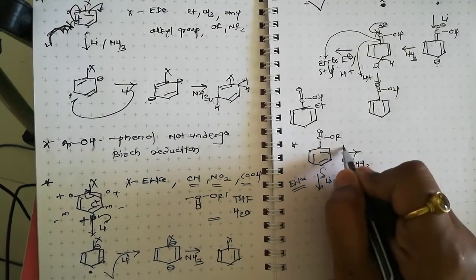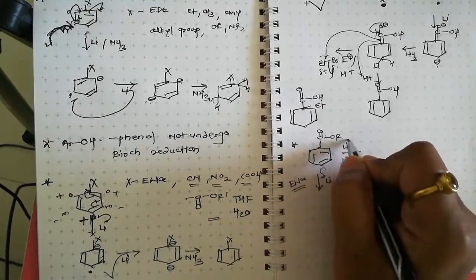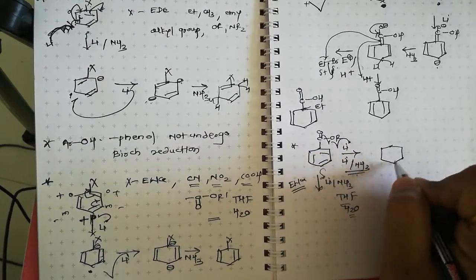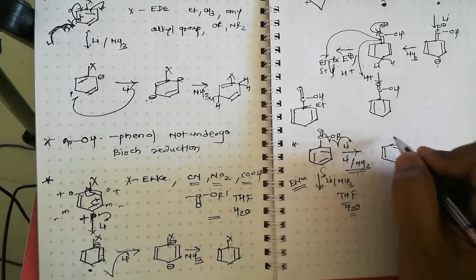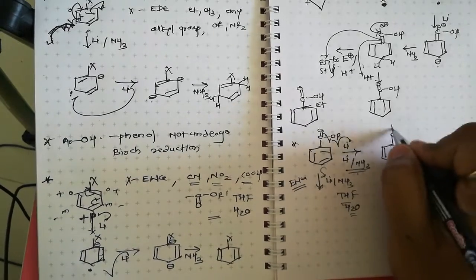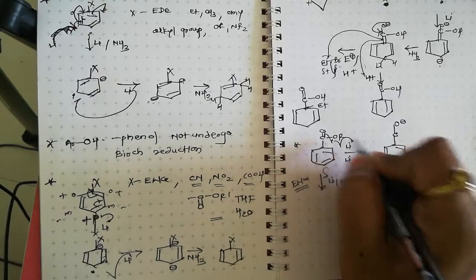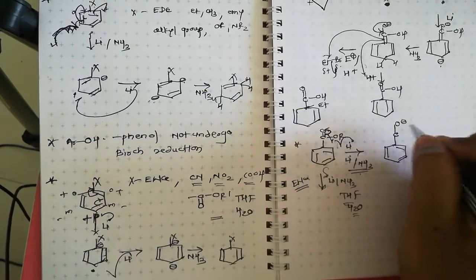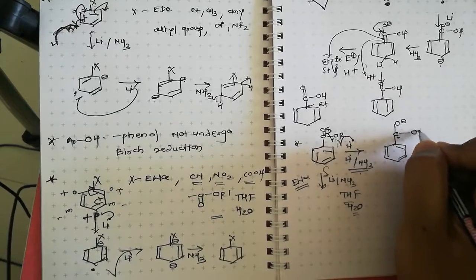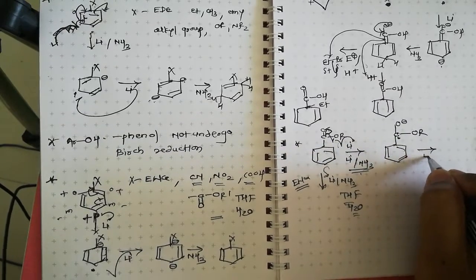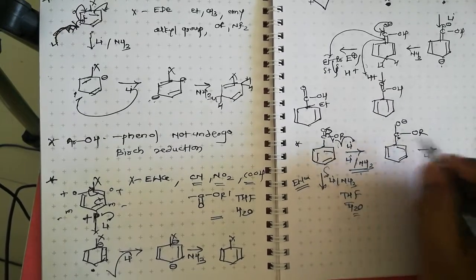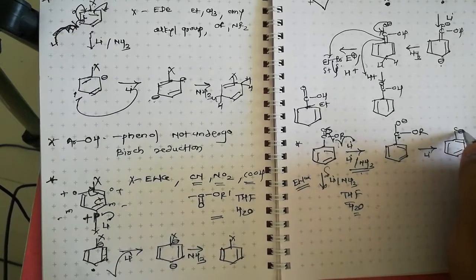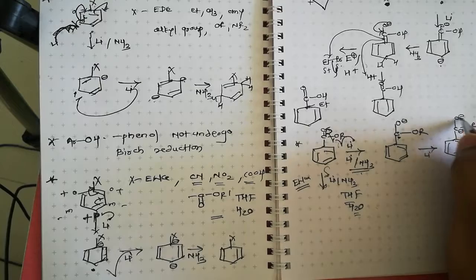Because after lithium, first lithium transfers its electron to the carbonyl carbon, because the carbonyl carbon is more electron deficient. Therefore electron transfer first goes to this carbonyl carbon, and here this bond breaks and O minus is formed. Again lithium transfers its electron to this carbon, and we get C minus, OR, O minus.